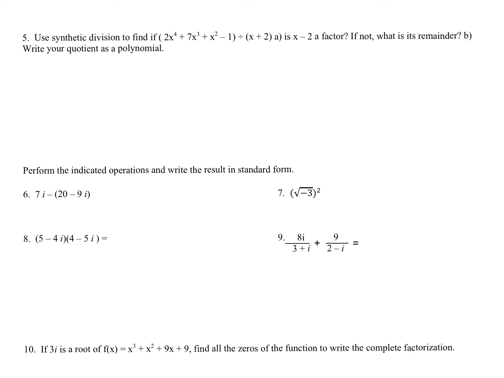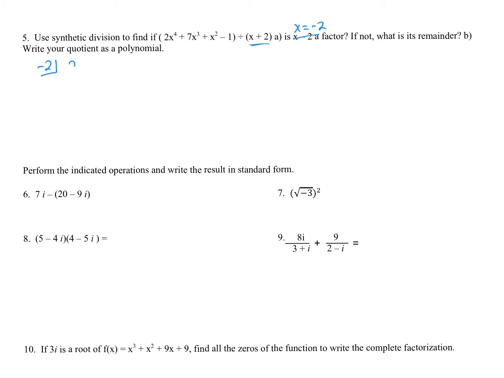On number 5, we want to use synthetic division. It should actually be x equals -2 as a factor because this is x plus 2. If not, put it in quotient form with the remainder. So let's do -2.